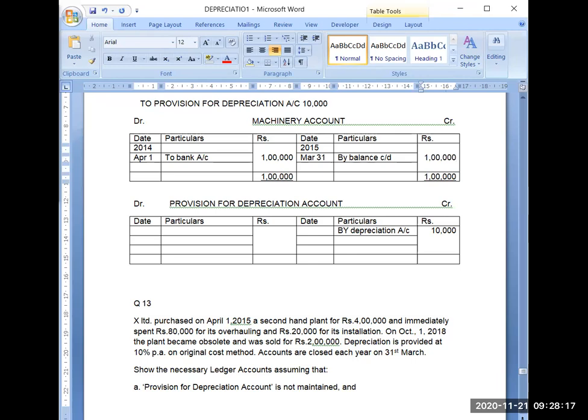But now understand the two terms differently. One is balance and one is written down value. If I ask you the balance of machinery account, listen to the question carefully. What is the balance in machinery account? Can you tell me? What is the balance in machinery account?